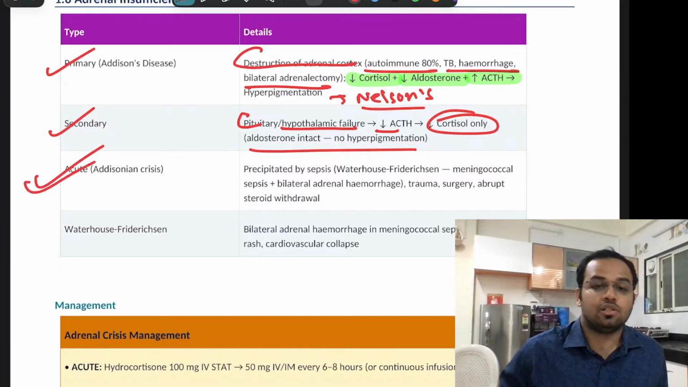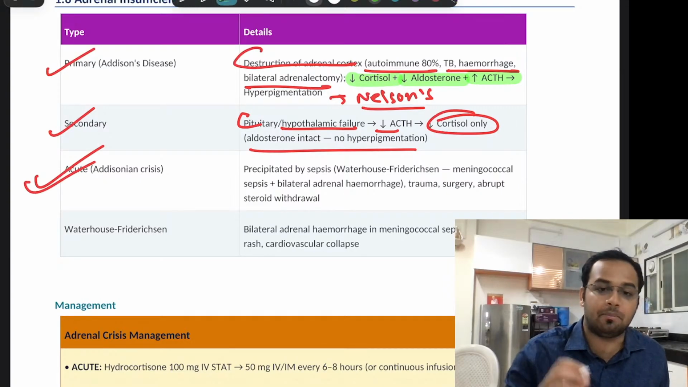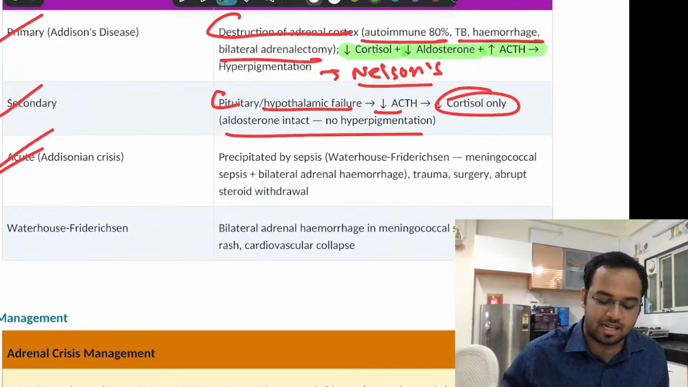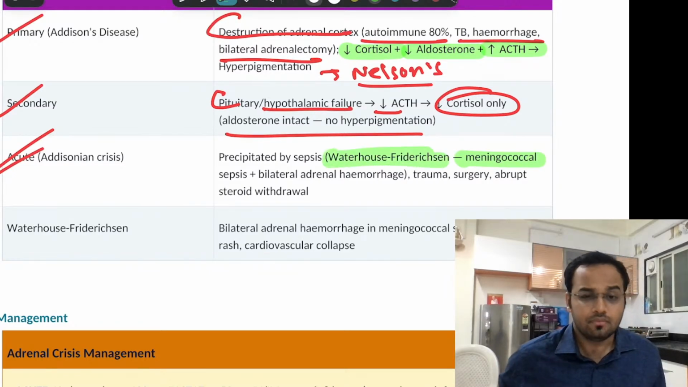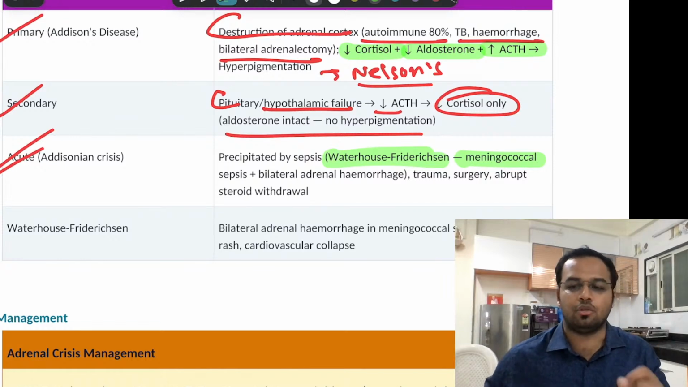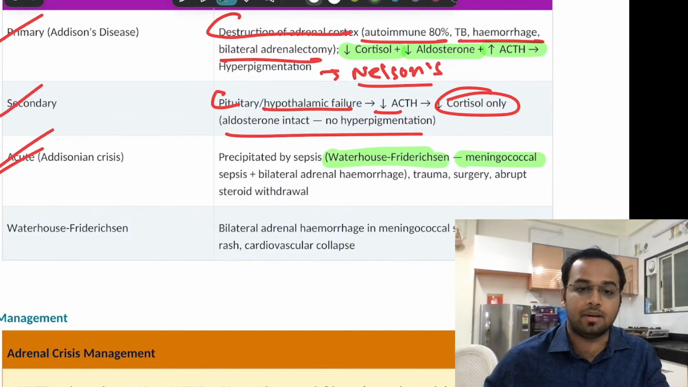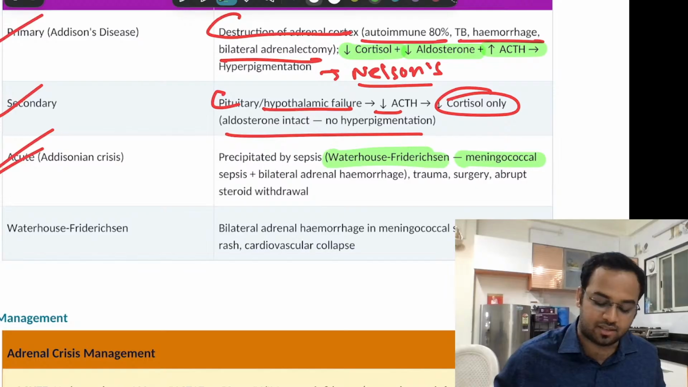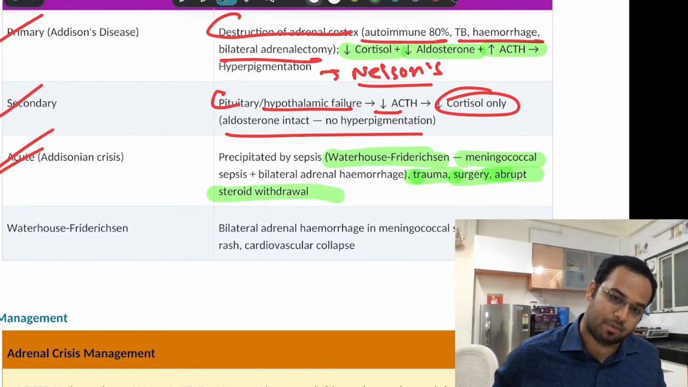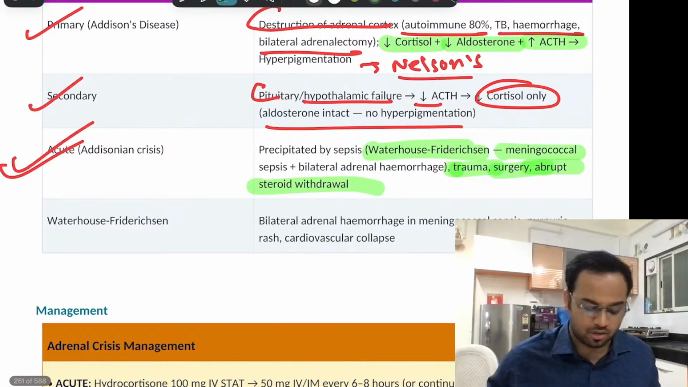Addisonian crisis. So what happens is there is a syndrome, if you had studied, because of meningococcal bacteria, because of meningococcal meningitis or sepsis, there is a syndrome which is called Waterhouse-Friderichsen syndrome. Sir, what happens in this syndrome? So naturally there is going to be adrenal hemorrhage, and because of adrenal hemorrhage the adrenal gland is going to get self-destructed, or it might also be destroyed during trauma or emergency surgery or abrupt steroid withdrawal. So what is the patient going to show?